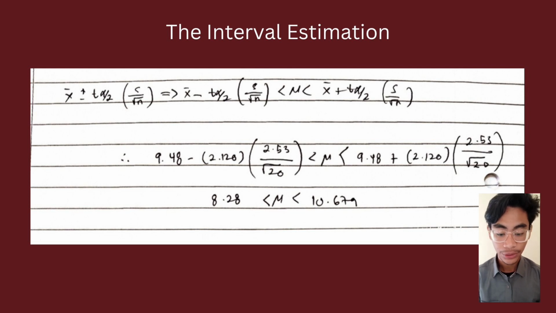Then we got the interval between 8.28 and 10.679. For the conclusion, hence with 99% confidence level, the rate of fat in the body is between 8.28 and 10.679 based on 20 students. Thank you.